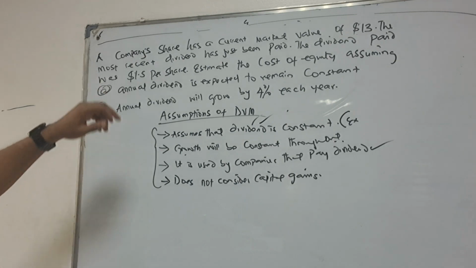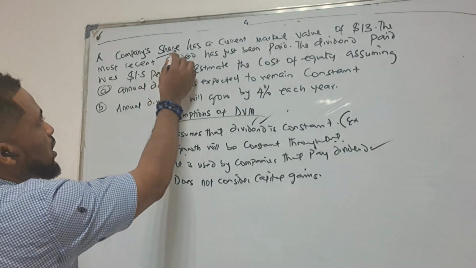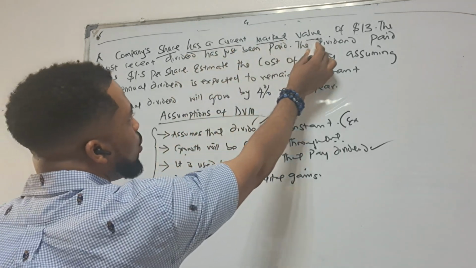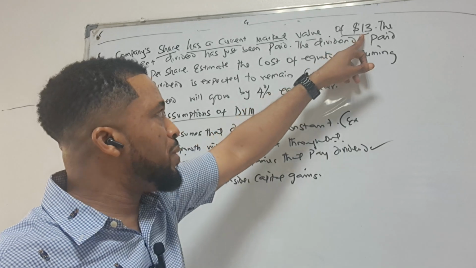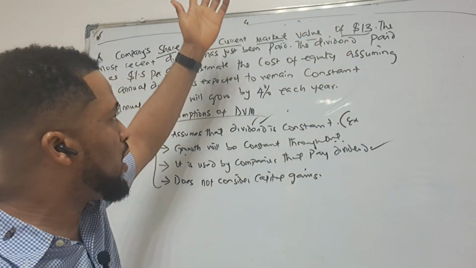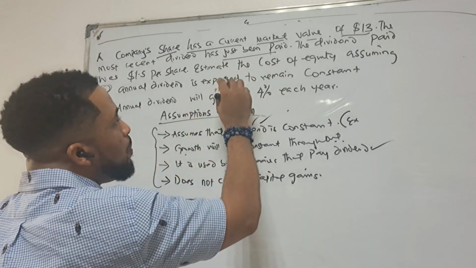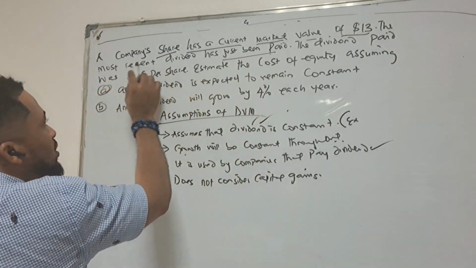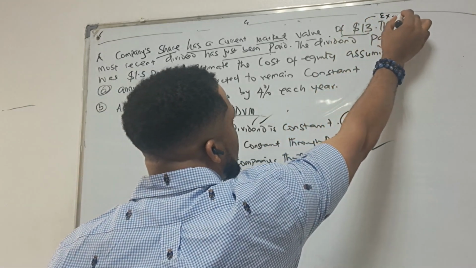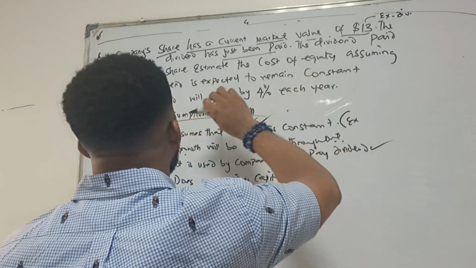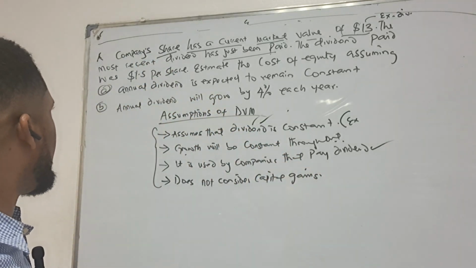All right, so let's look at this small illustration. A company's share has a current market value of $13. Current market value simply means this is the current MPS, how much the company's share is trading in the market. The most recent dividend has just been paid, which means this market value is automatically ex-div, so the amount paid has been adjusted on the market price of the share.